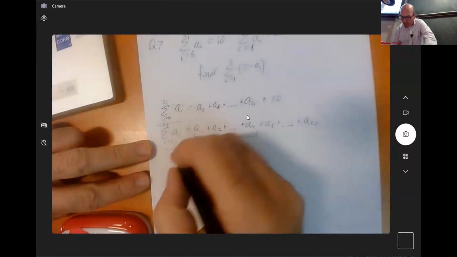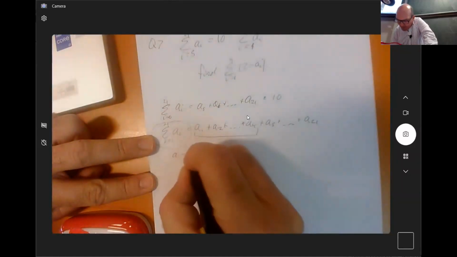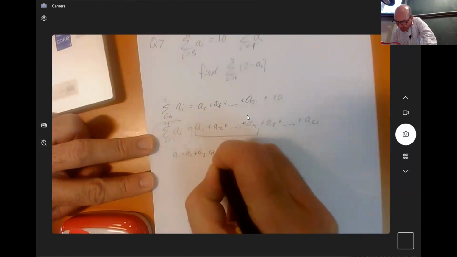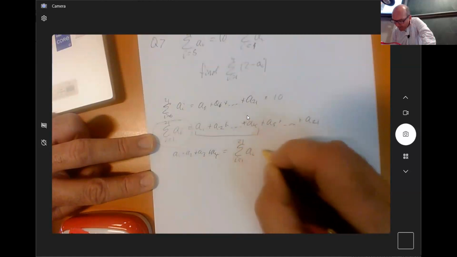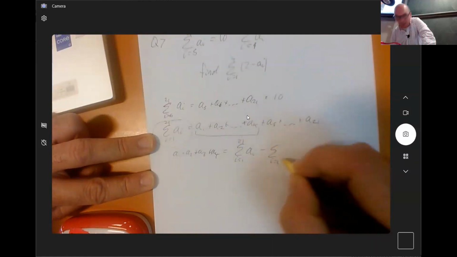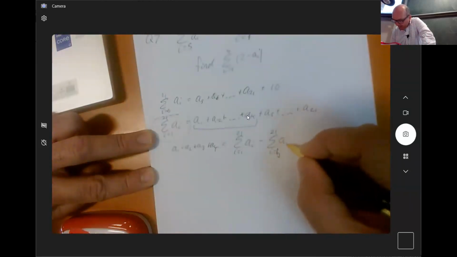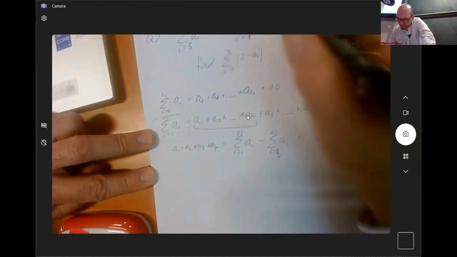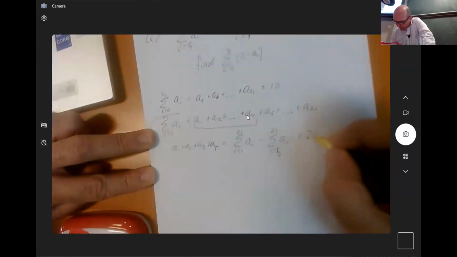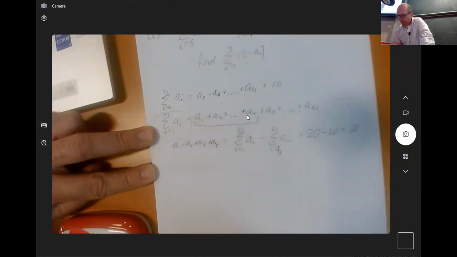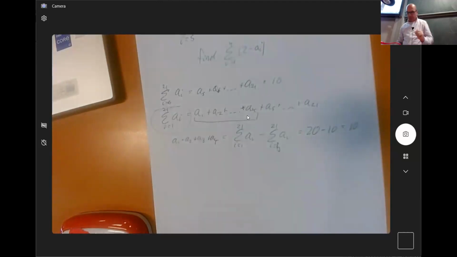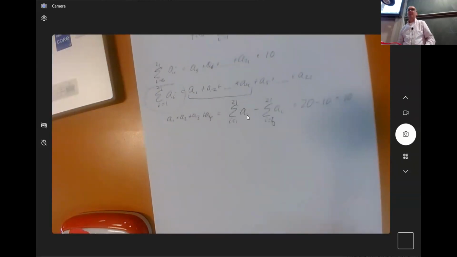So what I can do is say, well, a_1 plus a_2 plus a_3 plus a_4 is going to be equal to the sum from i equals 1 to 21 of a_i minus the sum from i equals 5 to 21 of a_i, which is equal to, we said this one was 20 and this one was 10, so it's going to be equal to 10. These 4 numbers add up to 10. Sweet. That's good, but that's not exactly what we're asked to do yet, is it?